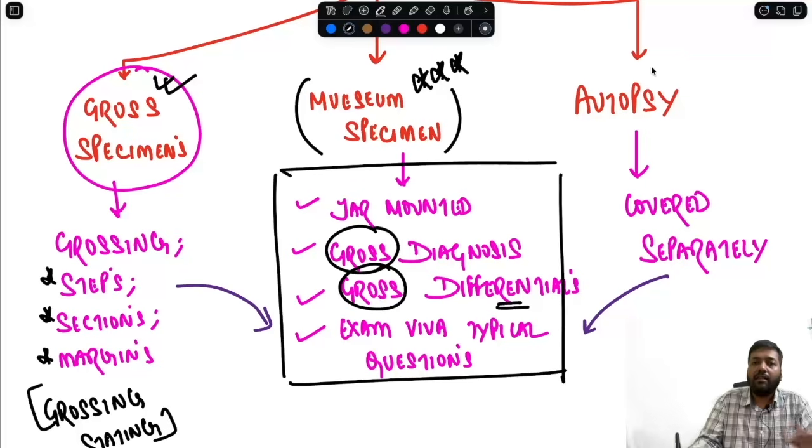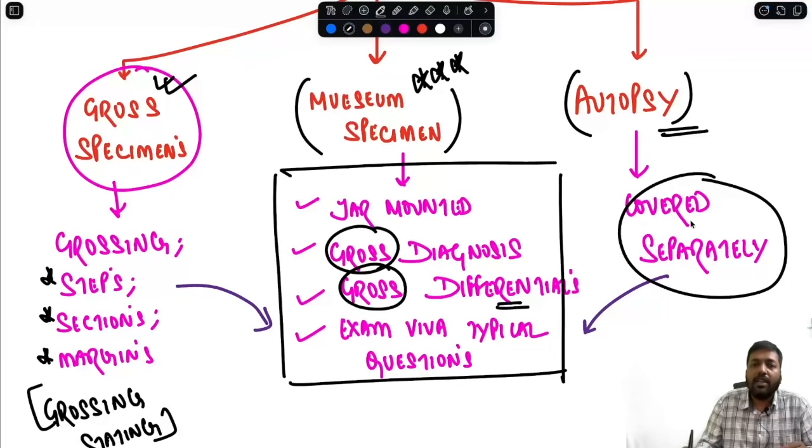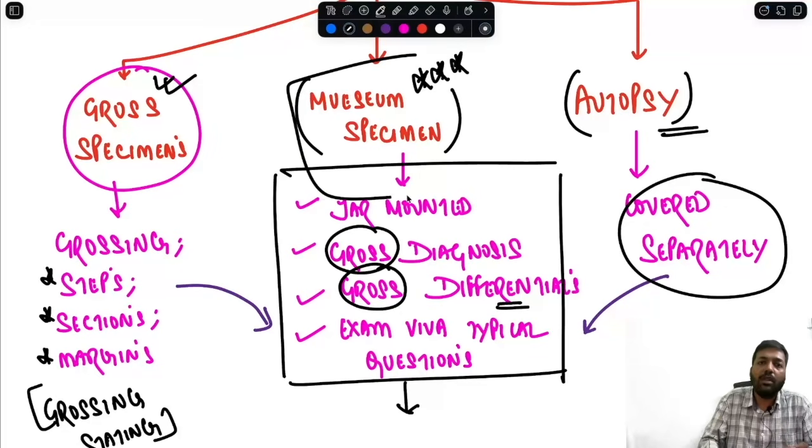The third part is the autopsy, wherein autopsy related questions are quite different: what are the methods of autopsy, what are the different types, how do you retrieve the brain, what are the methods of dissection of the heart. They might ask you all these questions. That is a completely different lecture, so it will be covered separately in our application. In today's topic of discussion we are mainly going to consider the museum specimen.